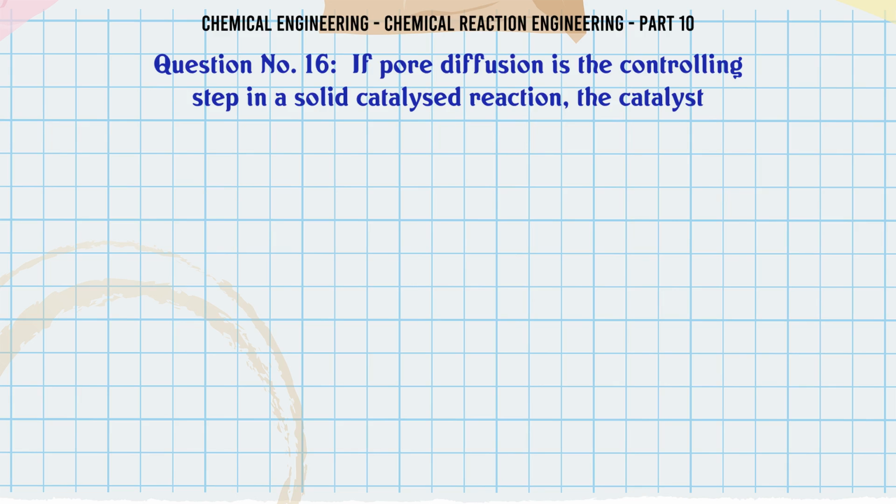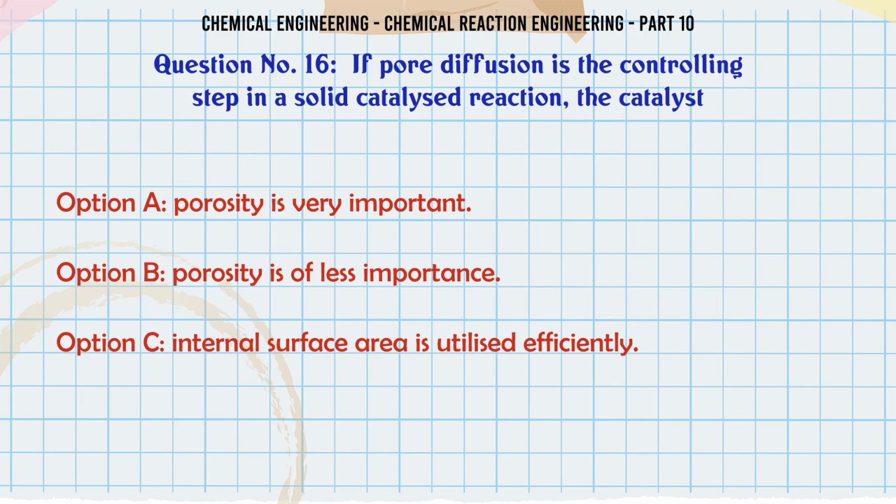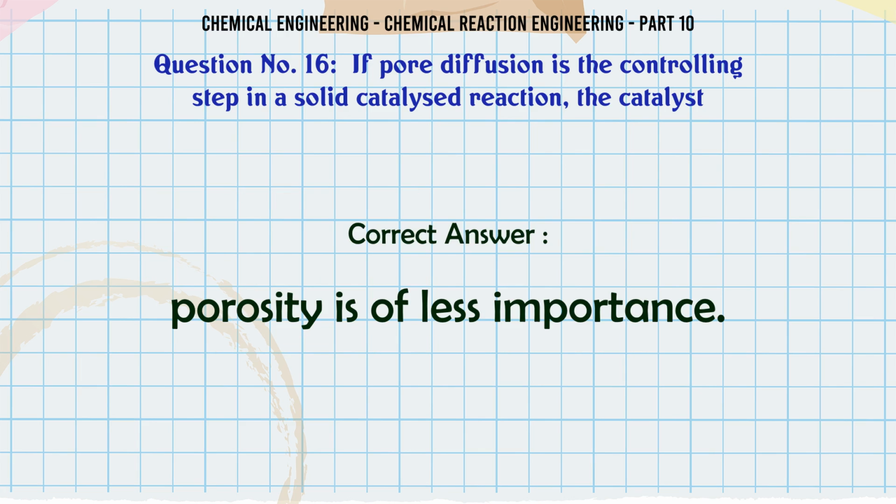If pore diffusion is the controlling step in a solid catalyzed reaction, the catalyst: A) porosity is very important, B) porosity is of less importance, C) internal surface area is utilized efficiently, D) none of these. The correct answer is porosity is of less importance.